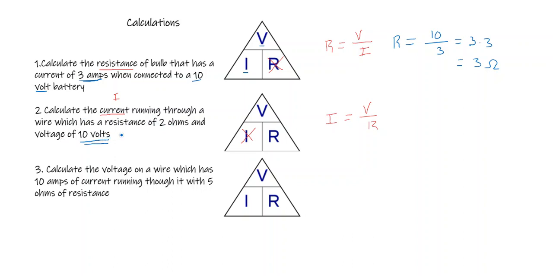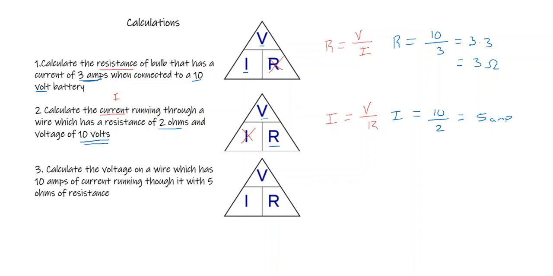So voltage is 10 and then the resistance is 2. So we can just take these values and we can substitute them into our formula. So the current is going to be equal to the voltage, which is 10, divided by the resistance, which is 2. And that's just going to be equal to 5. So it's 5 amps. Okay, so that's the current.